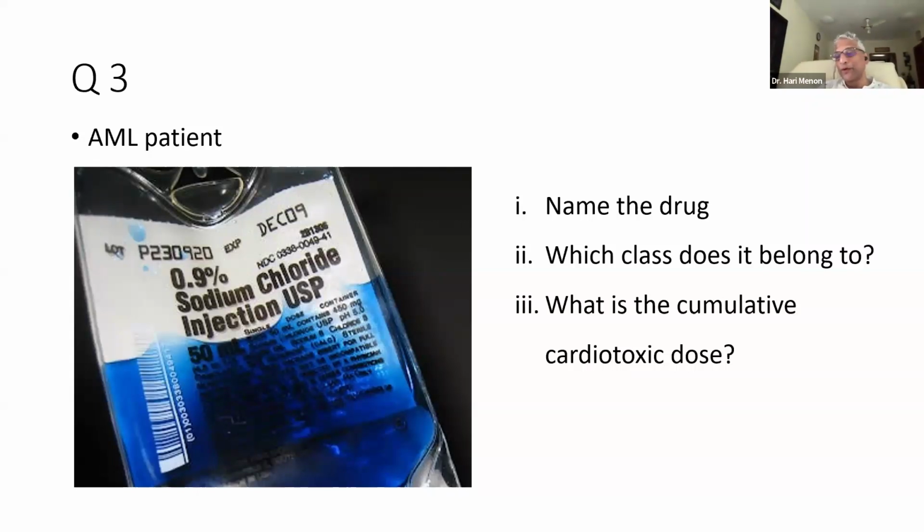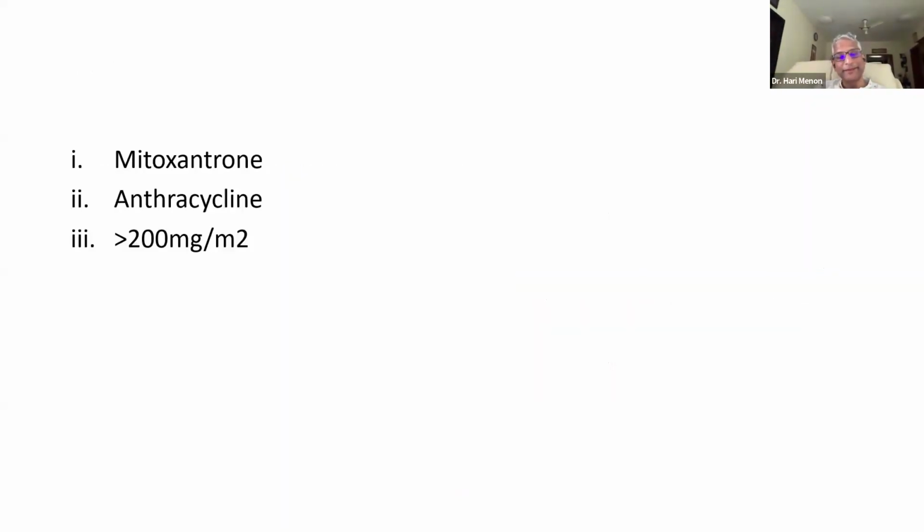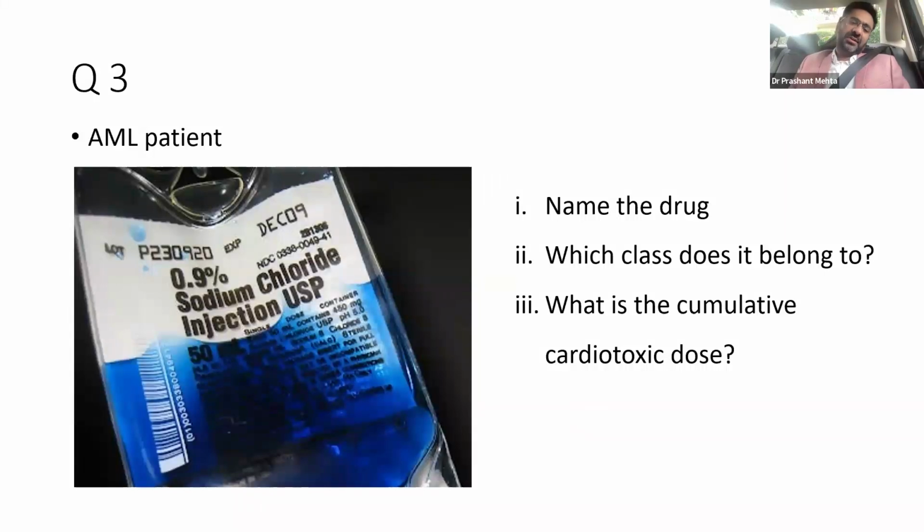Yeah. So can we go to the next question? I think you will have to go back to the previous slide. This drug is very well known, a blue colored drug. Can you tell me the name of the drug, one of the examinees, and which class does it belong to? And what is the cumulative cardiotoxic dose of this drug?